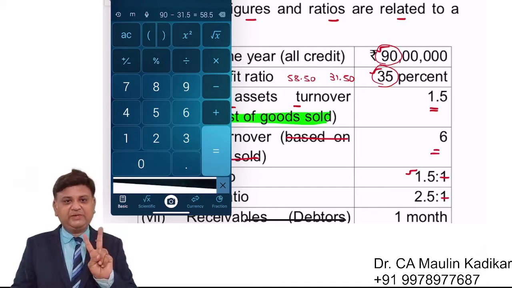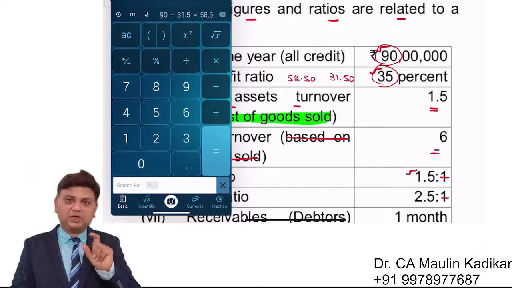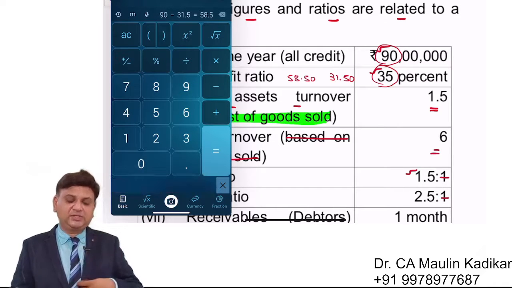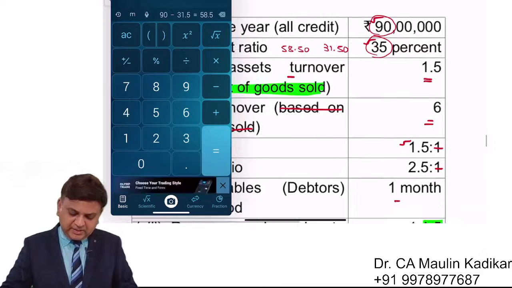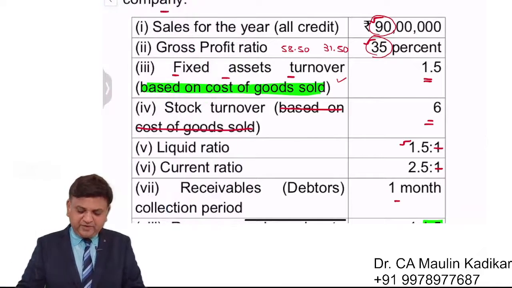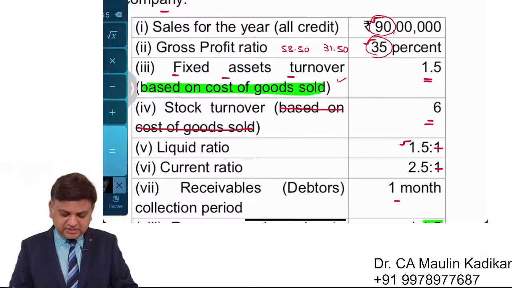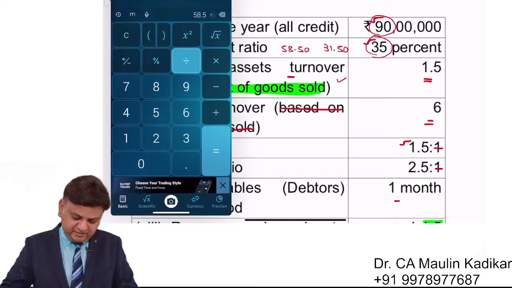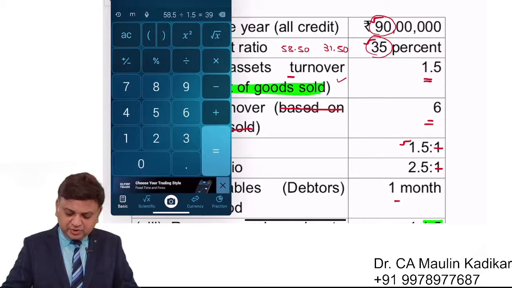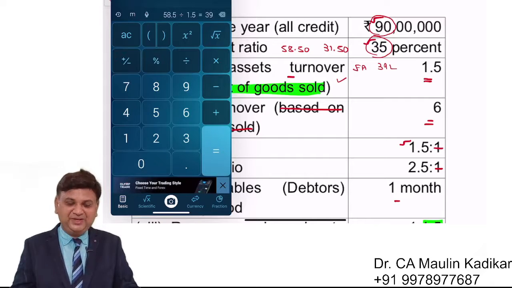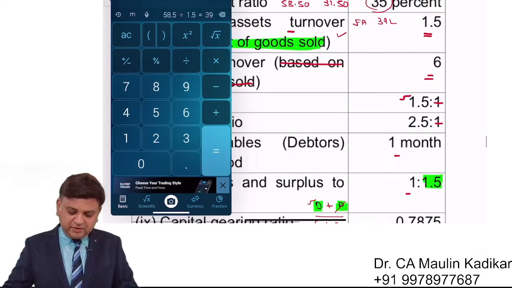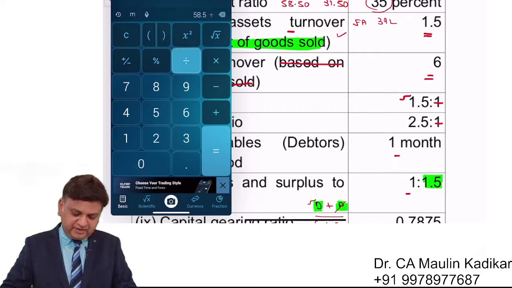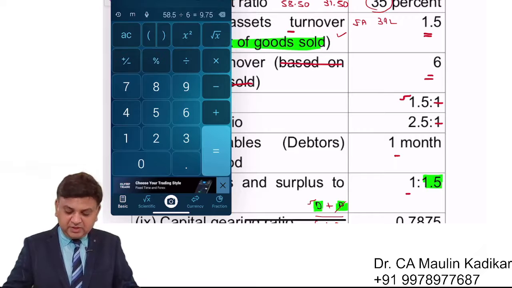So sales has a bifurcation: one is the gross profit and another is COGS. The question provides the information that the fixed asset turnover ratio based on COGS is 1.5. So 58,50,000 divided by 1.50 comes to 39 lakhs. So the fixed asset is 39 lakhs. Simple. Again, 58.5 lakh divided by 6 will give stock of 9,75,000.